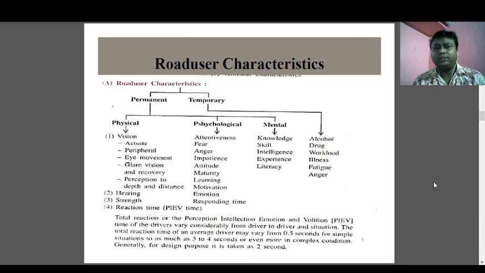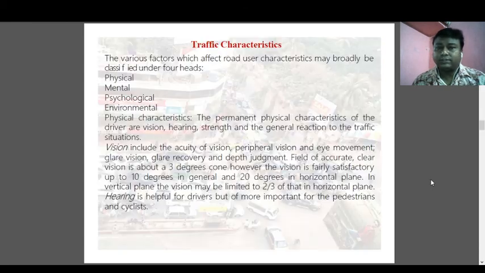So what are the psychological effects? The attentiveness, fear, anger, impatience, attitude, maturity, learning, motivation, emotion. And the mental ones are your knowledge, your skill, your intelligence, the literacy rate. These are some mental characteristics under the road user characteristics. Next is the total reaction time, the perception, intellection, emotion, and volition time. That is the PIEV theory. As we discussed, the PIEV time is generally 3 to 4 seconds, but for design purposes we take it as 2.5 seconds to 2 seconds. So this is the basics about your road user characteristics.